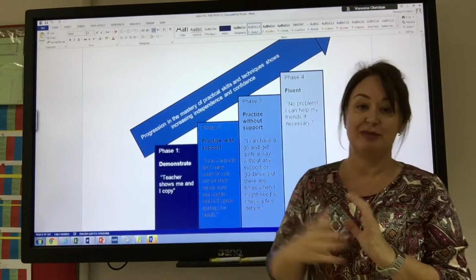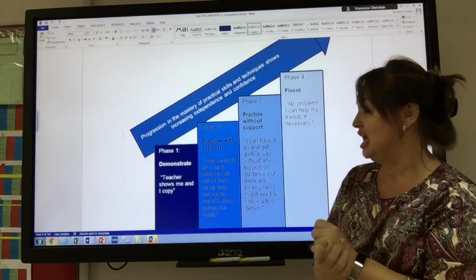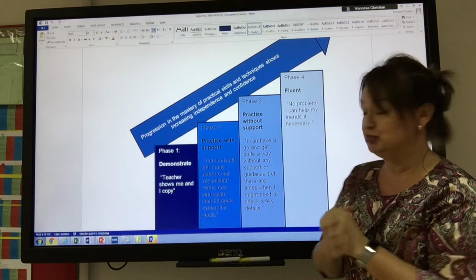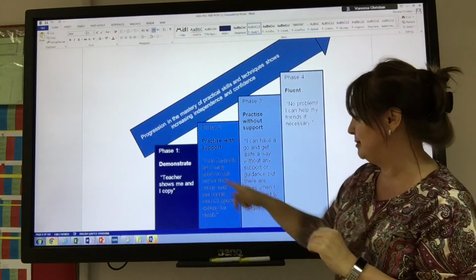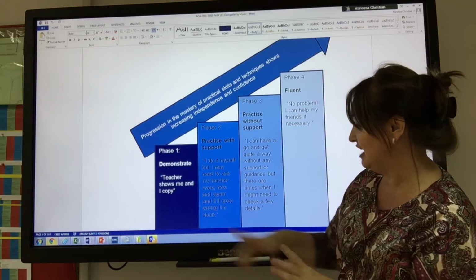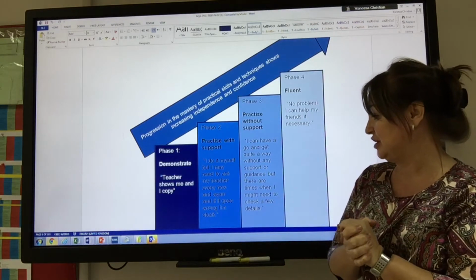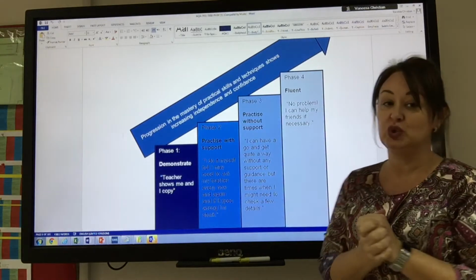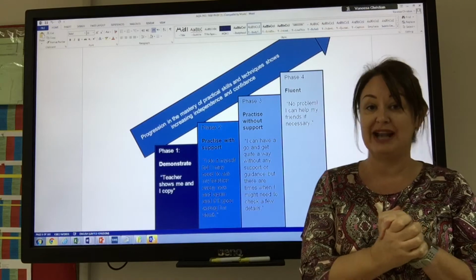So at first, your teacher might even show you the experiment, then you're going to copy it. Then you'll move on to practice with support. So I do it by myself, but I need to ask my teacher every now and again. And if it goes wrong when I'm stuck, you'll ask your teacher. Then you'll be able to conduct the experiments without any support.